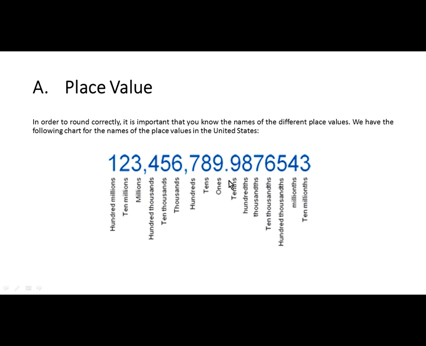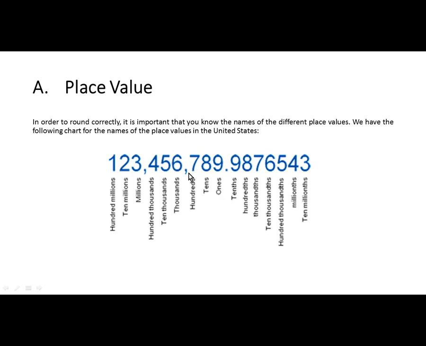So here's your decimal point. Going to the left, we have ones, tens, hundreds, thousands, 10,000s, 100,000s, millions, 10 millions, 100 millions, and then would come the billions, the 10 billions, the 100 billions, and then after that come the trillions and so on. Now on the right-hand side we have tenths, hundredths, thousandths, 10,000ths, 100,000ths, millionths, 10 millionths, and so on.